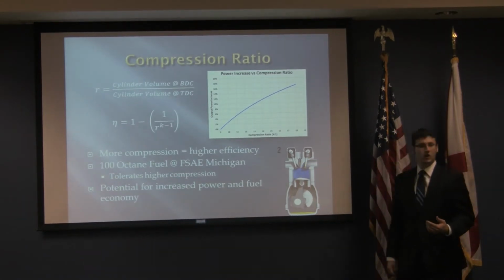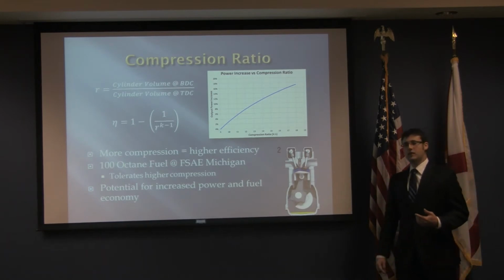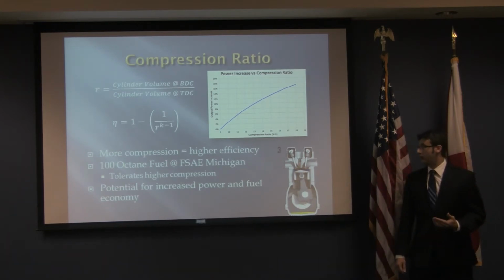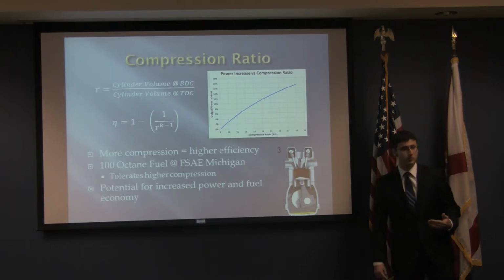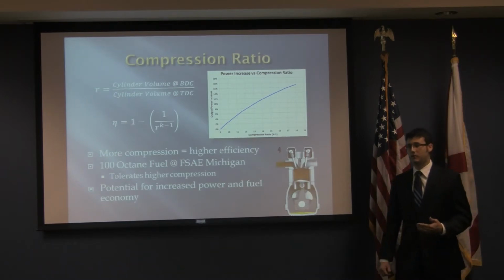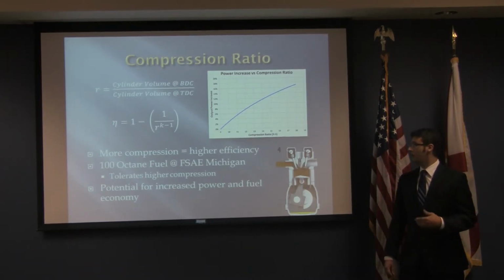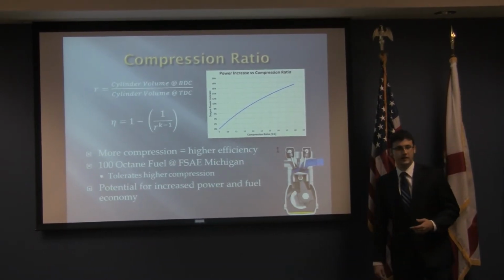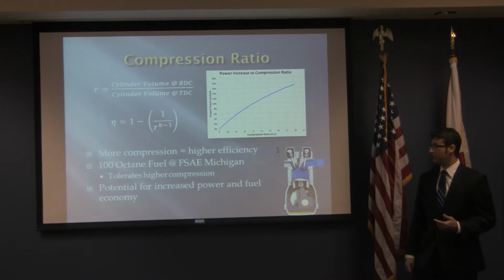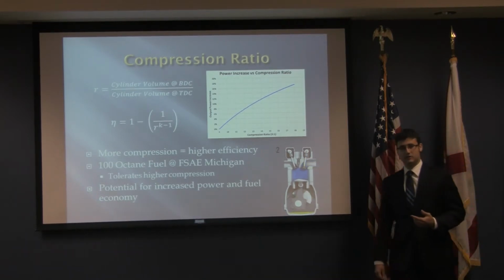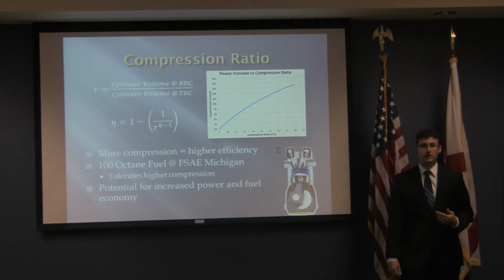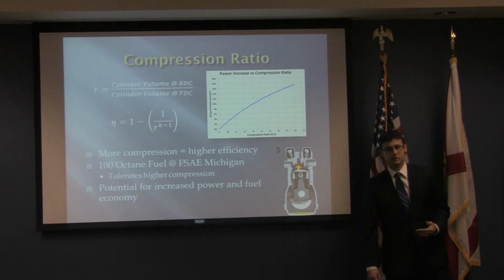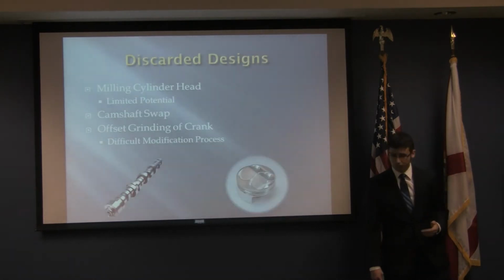becomes waste heat. The reason we're focusing on this attribute is that at the competition we're going to be allowed to use 100 octane racing fuel. This fuel will tolerate a higher compression ratio as compared to the more commercially available fuels before going into pre-ignition or detonation that could potentially damage any internal engine components. This arrangement leaves the potential on the table for increased power and fuel economy as compared to the unmodified engines that most teams go to competition with.